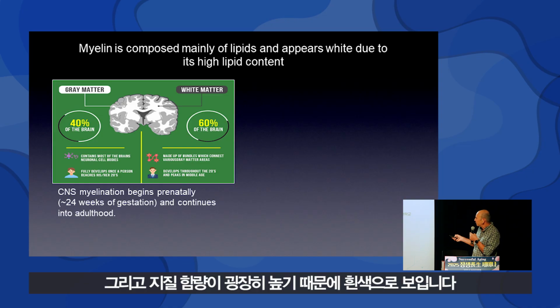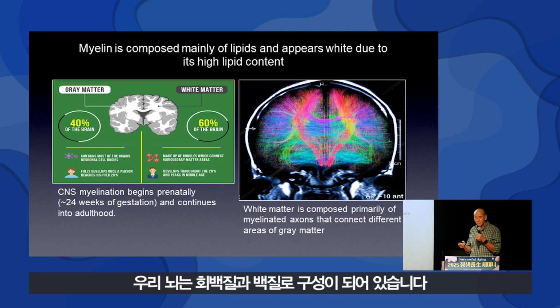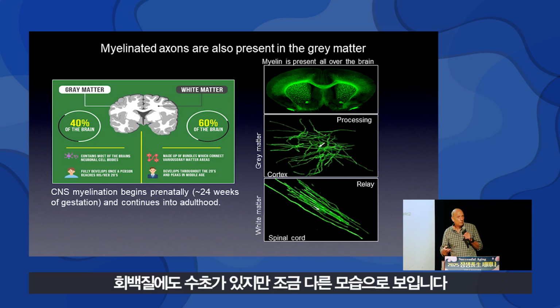Myelin is composed of a lot of lipids. There is maybe 70% of the structure as lipid, and lipid looks white. That's why we all heard that in the brain we have so-called gray matter and white matter. So white matter is basically parts of myelin, long stretches of myelin, and it looks like this. So also in the gray matter there is myelin, but it looks a little bit different.